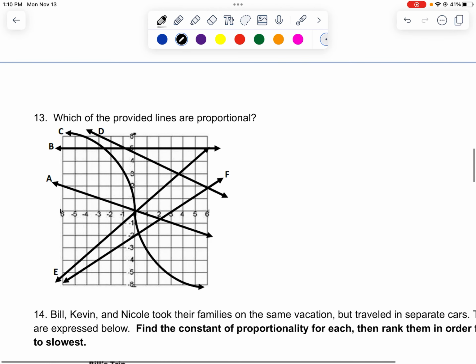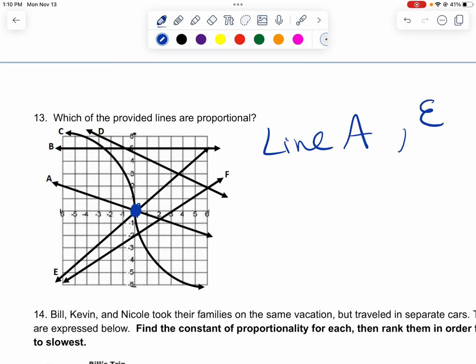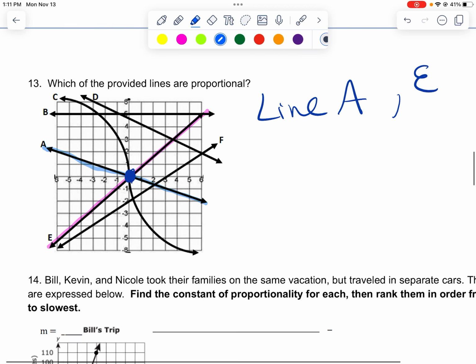Okay, proportional means it goes through the point 0, 0. So this point right here. And it has to be a line. So line A goes through it, and line E goes through it. If you need to, we have line E right here, and we'll have line A right here. Yes, C goes through it, but C is squiggly. It's not an actual line.